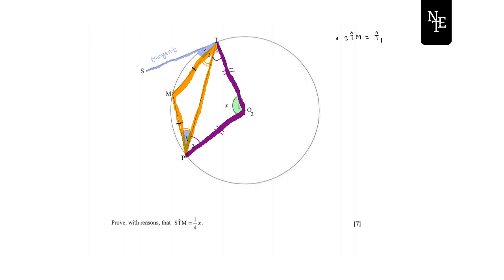Why do I want to take it into the orange triangle? Well, because inside of that orange triangle we have this angle P1, which is related to this angle T1, which we ultimately have to find because T1 is equal to angle STM. Circle geometry is all about finding the connections between all of the angles.